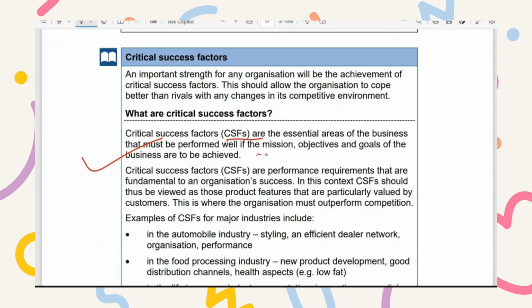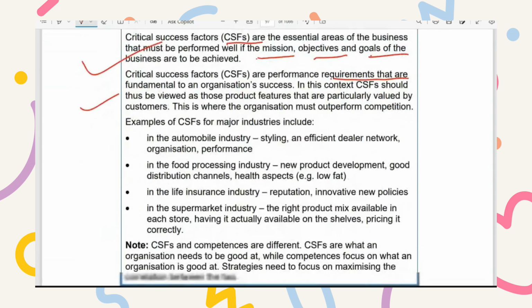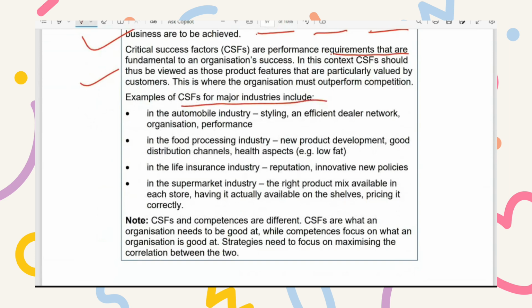Critical success factors, also abbreviated CSF, are the essential areas of the business that must be performed well if the mission, objectives, and goals of the business are to be achieved. This is the main definition, the key point. Critical success factors are performance requirements that are fundamental to an organization. So these success factors they have to identify.